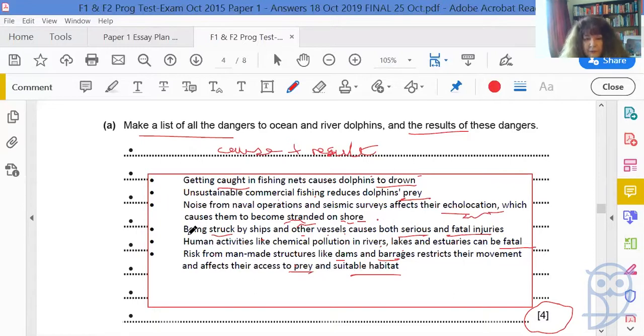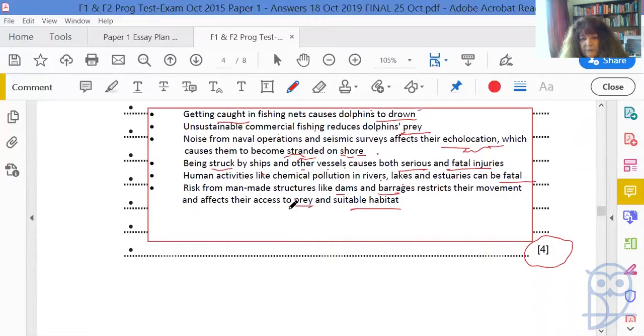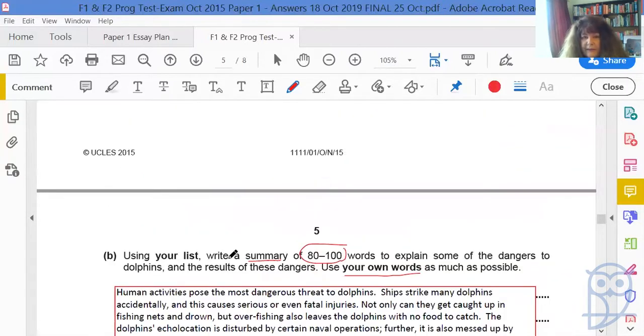Okay, so you do that first and you put as much information that they've asked you for into this little summary here. And then what do they ask you? Using the list that you have made, write a summary of 80 to 100 words. Okay, you must take care to do that. If it's too little, you'll lose marks. If it's too many, you will lose marks. It asks you to explain some of the dangers to dolphins and the results of these dangers. So it's very similar to what you've done.